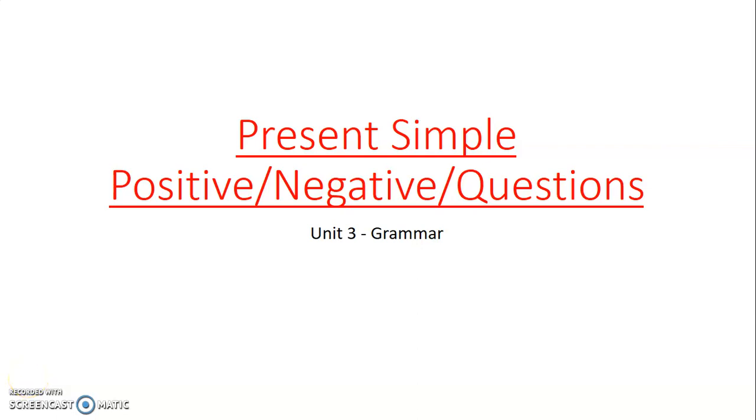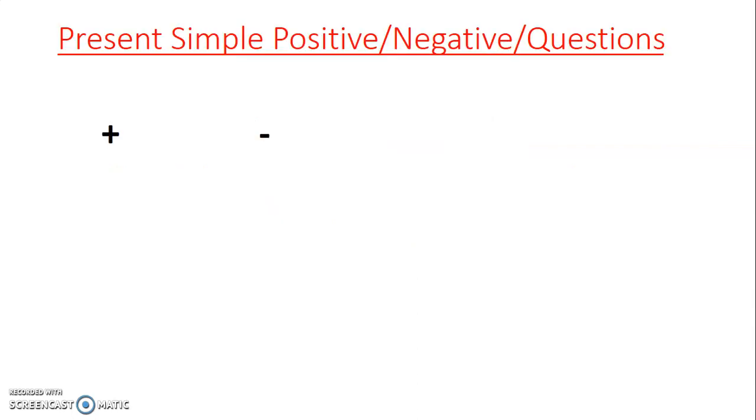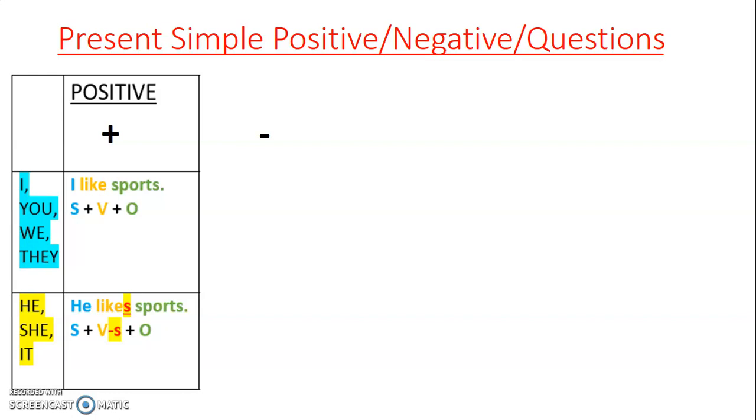In this video, I will show you how you can use the present simple in the positive, negative, and the question form. So first, the positive. In the present simple, the way you make the positive with the pronoun I, you, we, and they is you need a subject, a verb, and an object. So for example, I like sports.